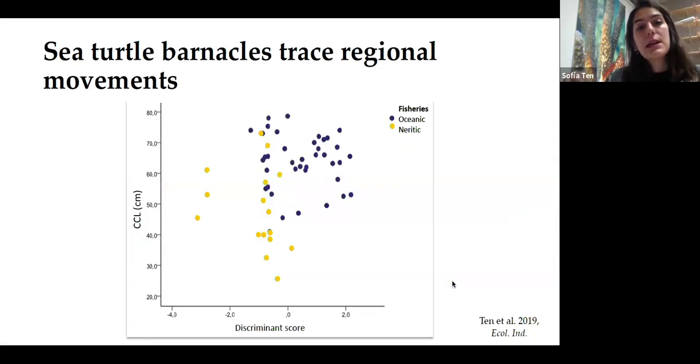And just by using the composition of these species, including presence and abundance, we could discriminate with over 80% success rate whether turtles had been captured by oceanic or neritic fisheries. So barnacles alone were doing quite a good job.